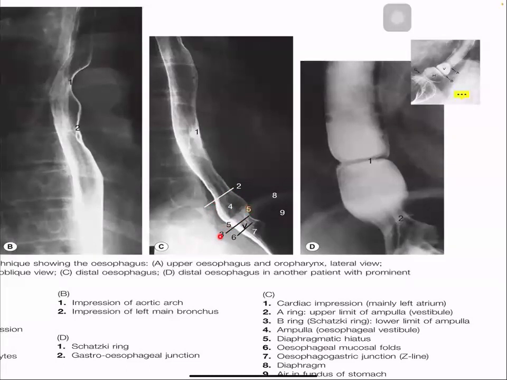or Schatzky ring. Number 5 is the esophageal hiatus of the diaphragm, and these longitudinal smooth lines or folds, which are demarcated by number 6, are the esophageal folds. Number 7 is the gastroesophageal junction.